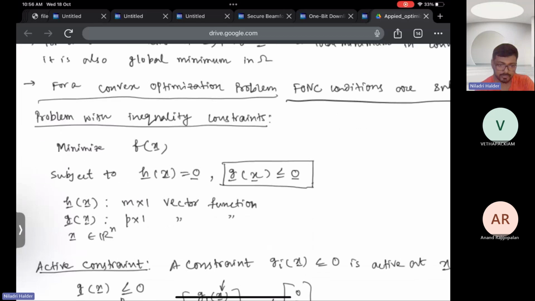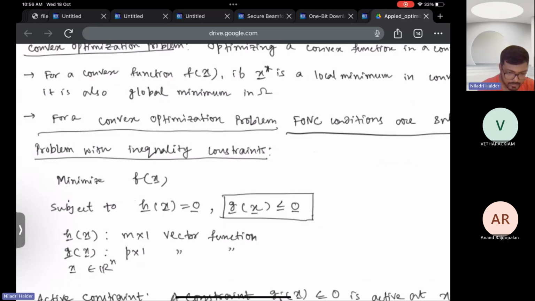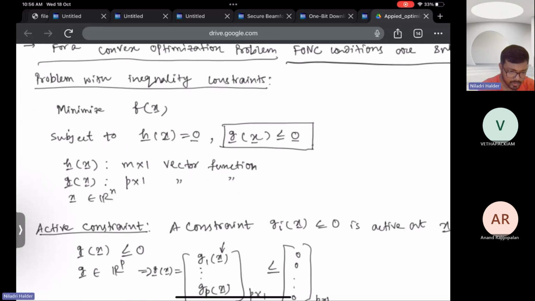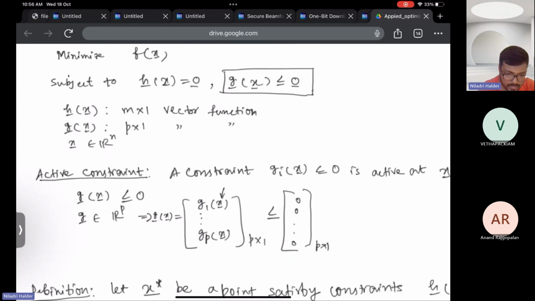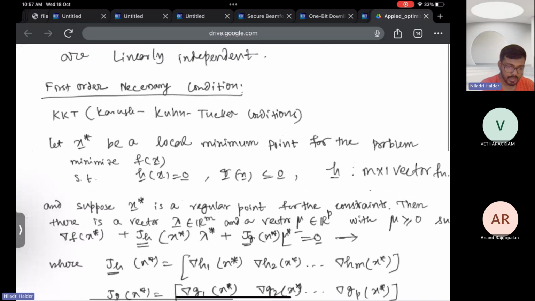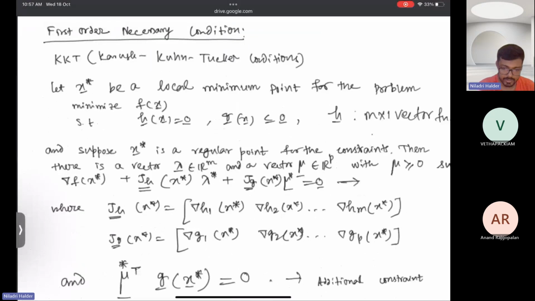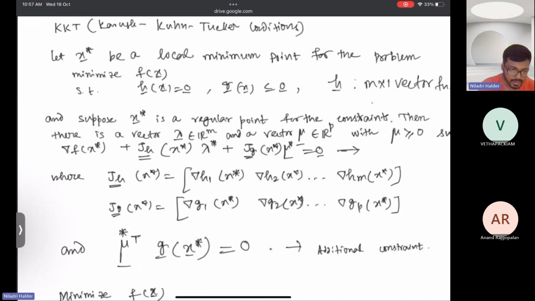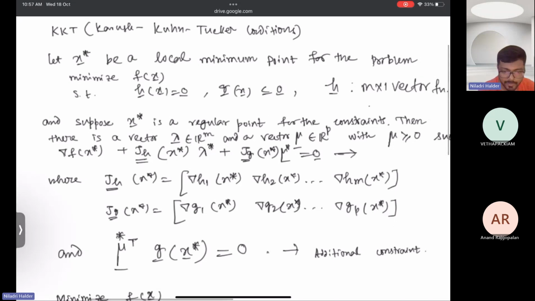Yeah, h is an m cross 1 vector and g is a p cross 1 vector. Then suppose x star is a regular point, so no need to go through regularity now. That means there is a vector lambda which will be m cross 1 and another vector mu which is p cross 1.